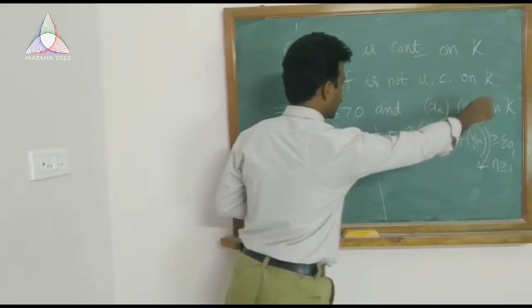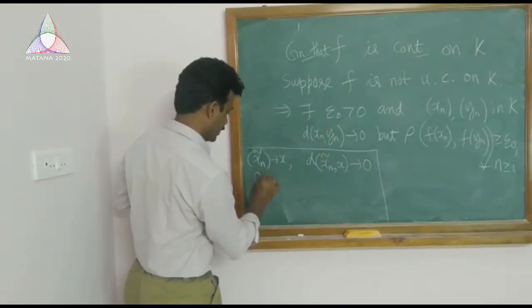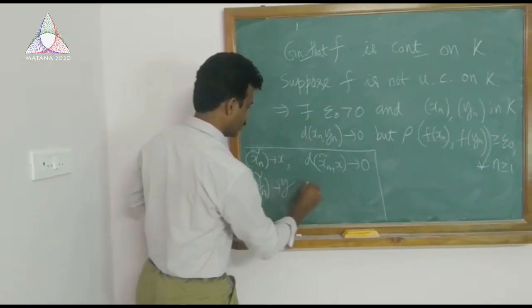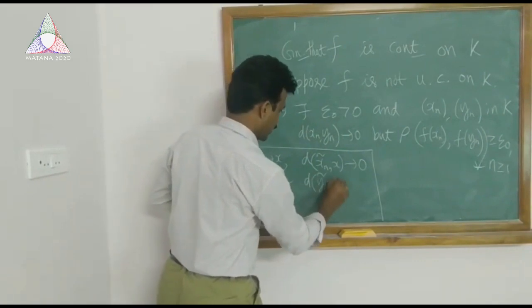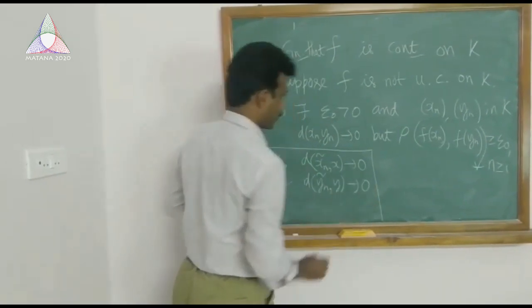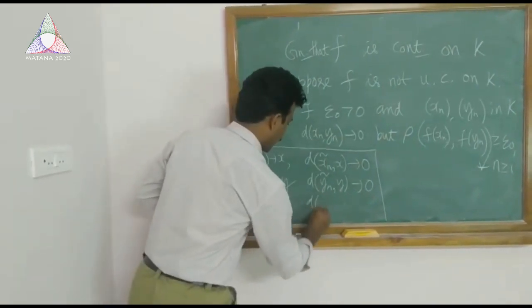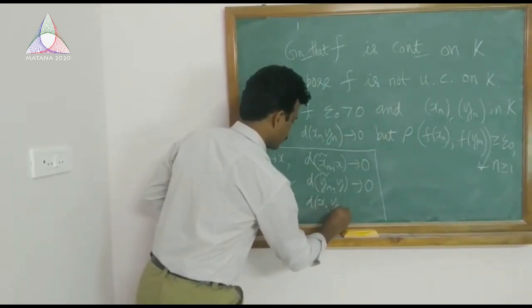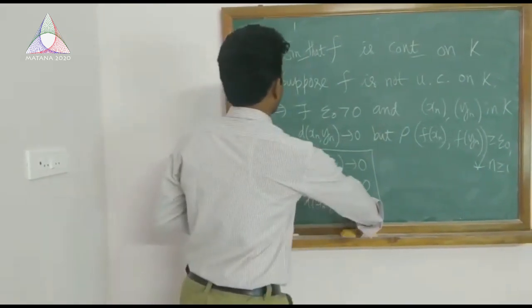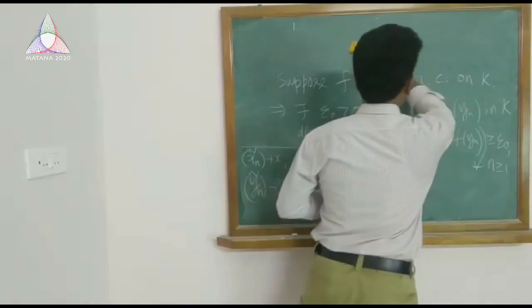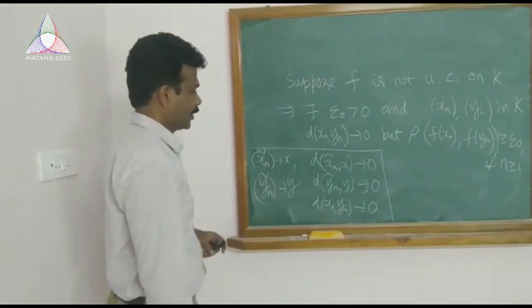Similarly, yn is a sequence in K. K is compact. There is a subsequence, say yn tilde, converging to y. Therefore, d of yn tilde and y tends to 0. Already we have d of x and yn tends to 0. Now we use the epsilon by 3 argument to prove that x and y are the same.